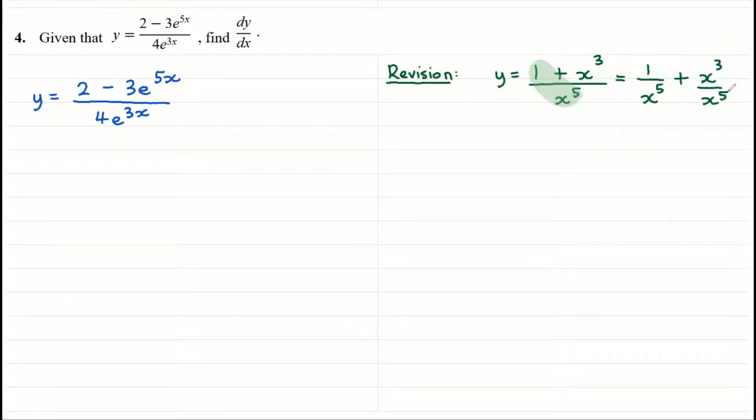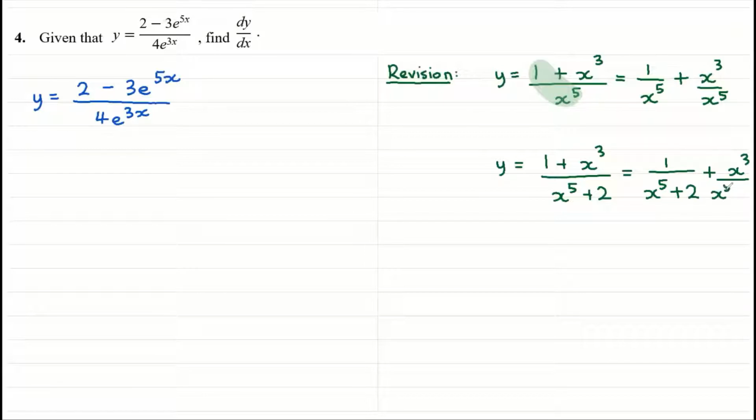Note that you can't do this if there's more than one term in the denominator. Or what I mean is you can't divide each term in the numerator by each term in the denominator separately. So just to give you another example, if we had something like this where it was 1 plus x cubed over x to the 5 plus 2, it would be the same thing again. You'd have to divide each term in the numerator by everything in the denominator. So it would look like that. All right, so just so you're aware of that.